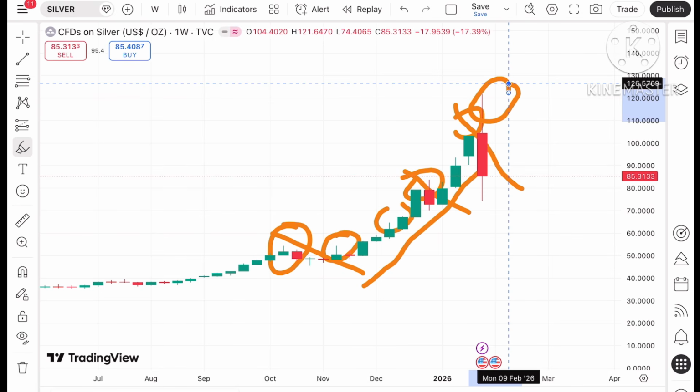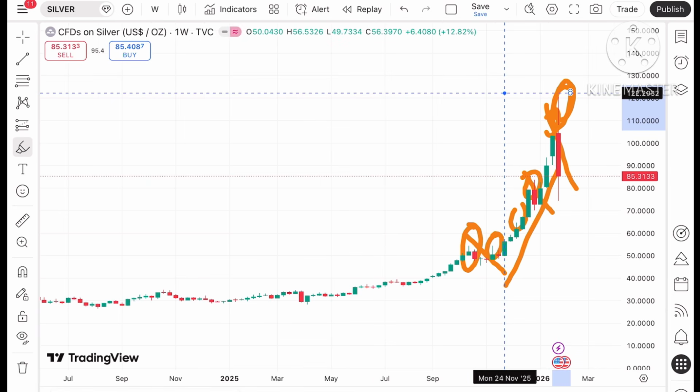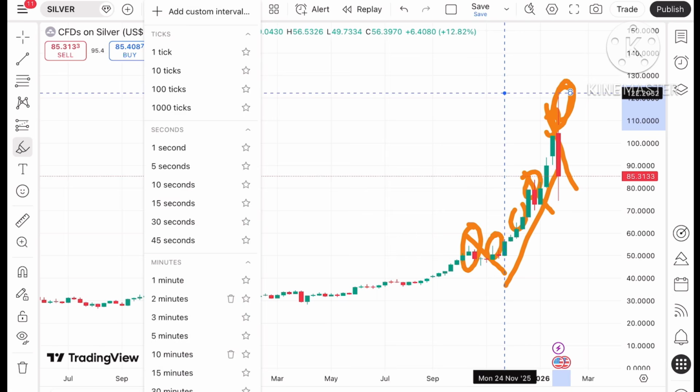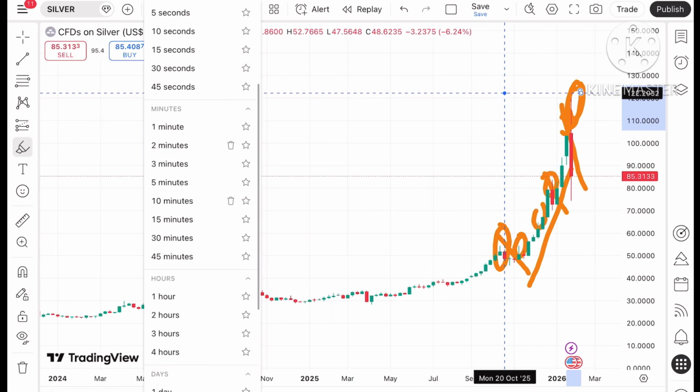And the war situation has been seen between Iraq and the US, so there is a probability of what we have seen. Now I'll explain the 15 minutes chart and the 2 hours chart, so you'll understand how the price can go in the next week.